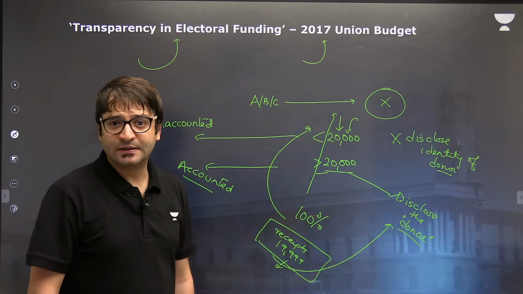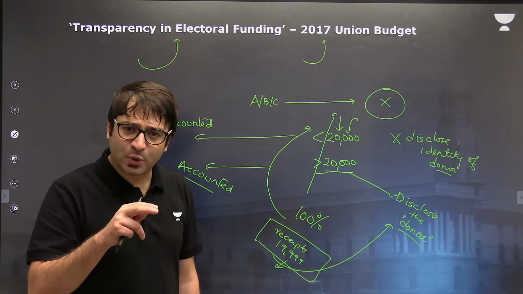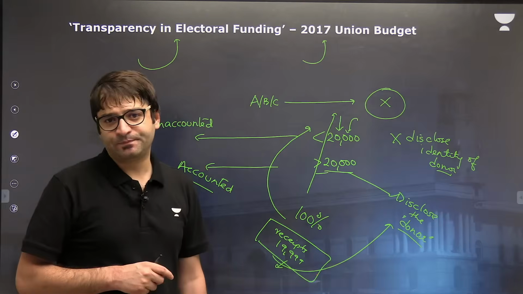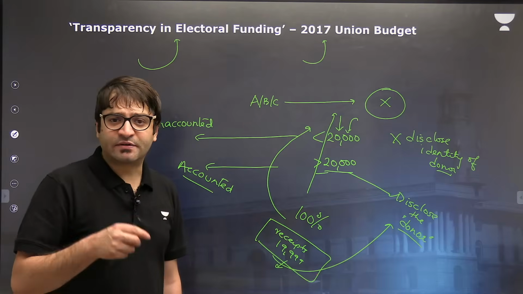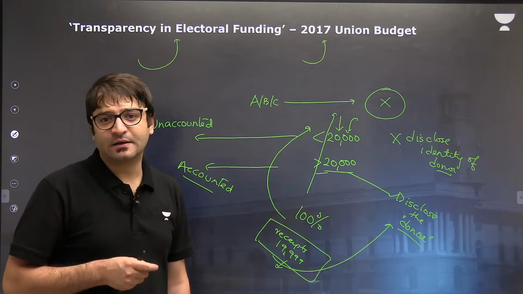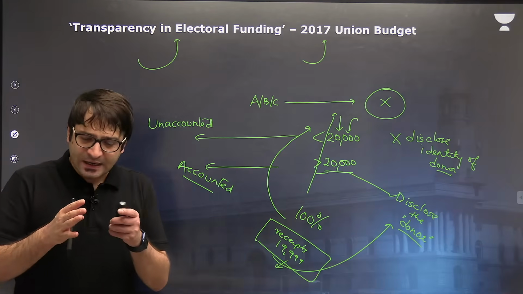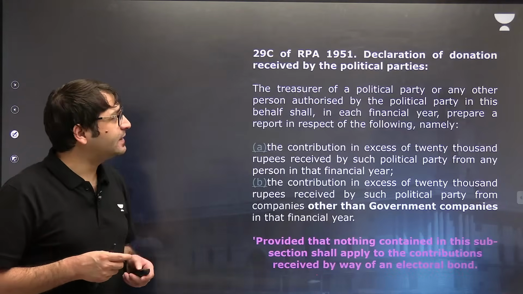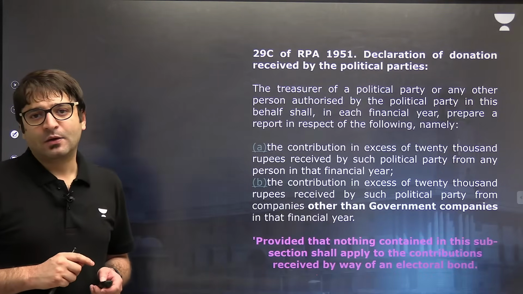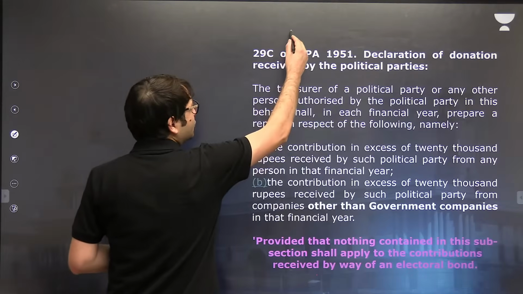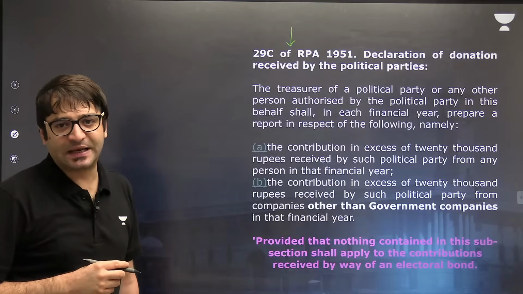2017 Union Budget. When the Finance Act was passed in 2017, changes were made to various other laws as well. For example, the Income Tax Act was amended, the Representation of the People Act was amended, the Companies Act was amended. And we have to look at electoral bonds along with these changes which were made to these laws. One such change was to Section 29C of the Representation of the People Act 1951.